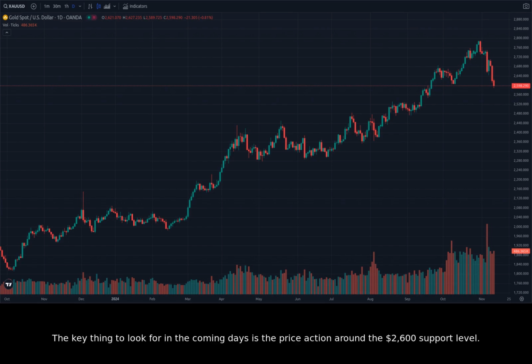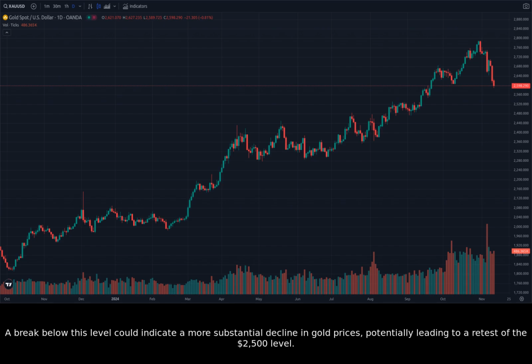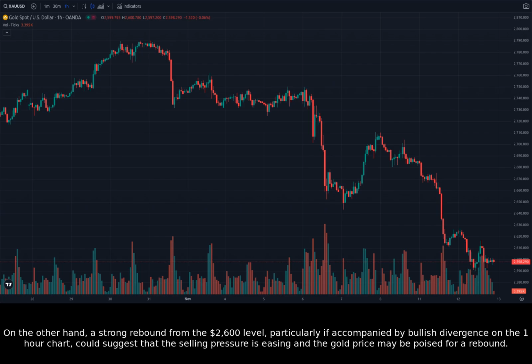The key thing to look for in the coming days is the price action around the $2,600 support level. A break below this level could indicate a more substantial decline in gold prices, potentially leading to a retest of the $2,500 level. On the other hand, a strong rebound from the $2,600 level, particularly if accompanied by bullish divergence on the 1-hour chart, could suggest that the selling pressure is easing and the gold price may be poised for a rebound.